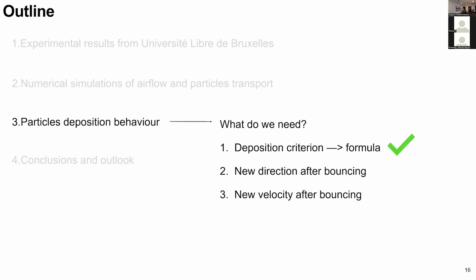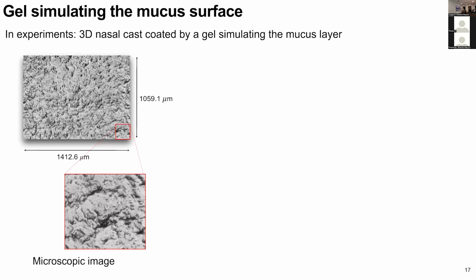So for the deposition criterion, we have a formula. Now, how do we determine the new direction after bouncing? This is something that I omitted earlier on, but it becomes very relevant now. In the experiments, they coated the inside walls of the 3D nasal cavity cast with a gel simulating the mucus layer. And here is what we see. This is the macroscopic image of this gel simulating the mucus layer. As you can see, it's a very rough surface.